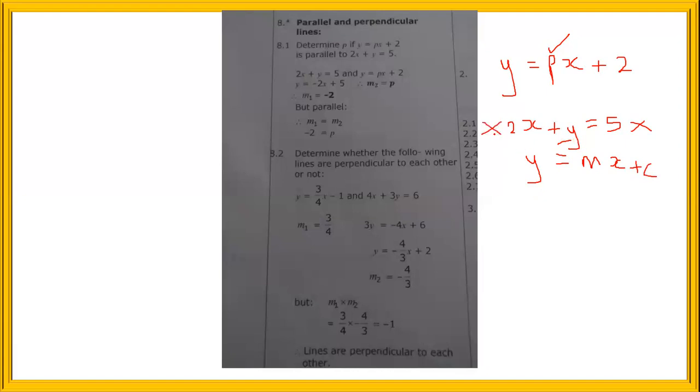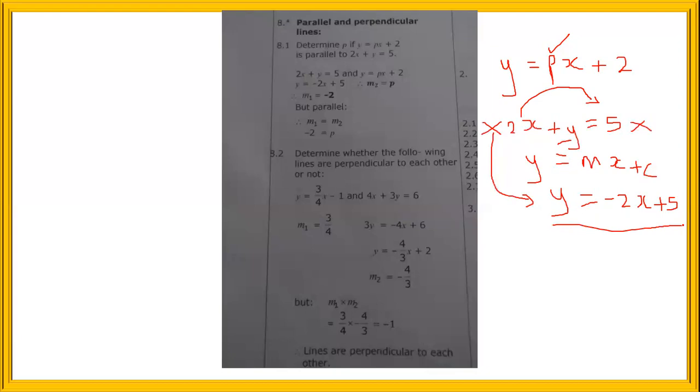So it becomes y is equal to minus 2x plus 5. How did I do that? I just moved 2x to the other side of the equation and it becomes minus 2x. So now it is in its standard form.